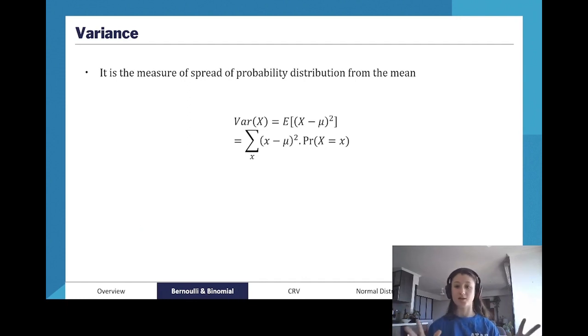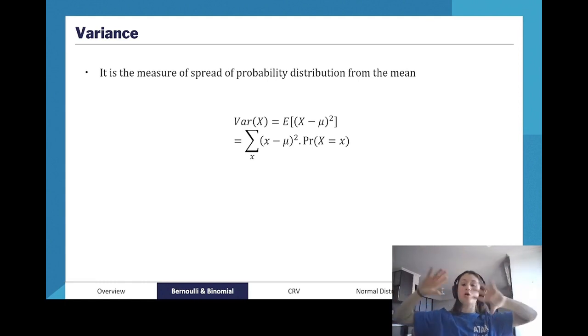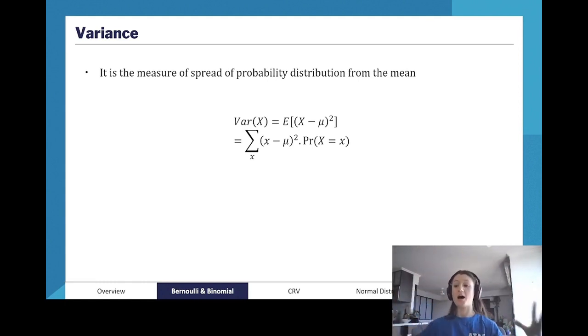But as you can see, if it's all really close together, really compact, we're going to have a low variance because each value doesn't vary much from one another. But if it's really spread out, then we're going to have a high variance because each value varies a lot more from the other ones. Right, so let's get into how we actually calculate variance.